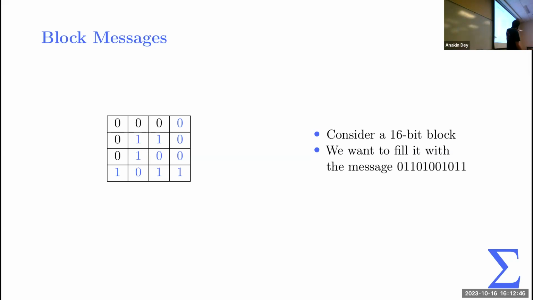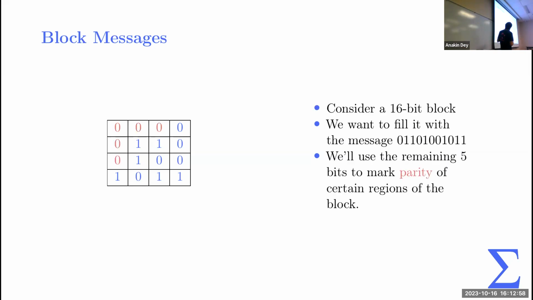So I have this message 01101001011. I fill out my block, and now I'm gonna use the 5 bits I didn't touch as parity information. So this will mark certain regions of the block to maintain the parity. So if there's an odd number of bits in a certain region, we'll set that parity bit to 1 so that it stays even. And if there's an even number of bits in the region that we're considering, we're going to set that bit to 0.